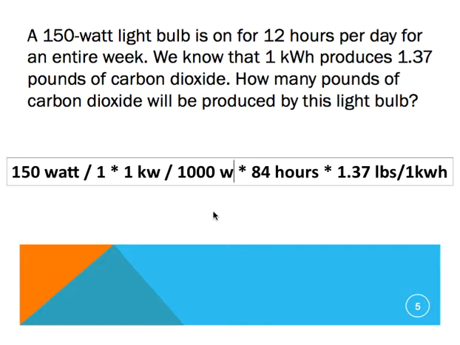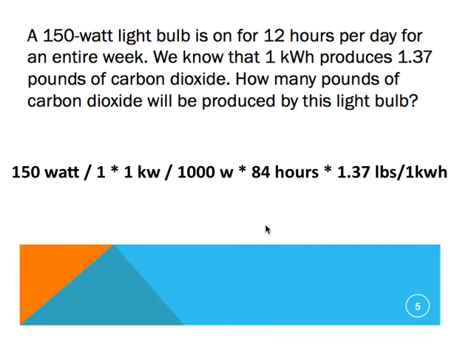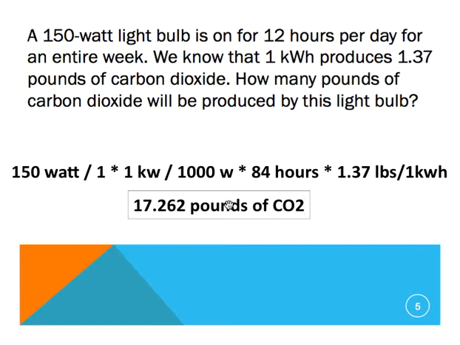So let me abbreviate the 1,000 watts so it all fits on one line. So we have our 150 watts over 1 kilowatt over 1,000 watts, 84 total hours, and then 1.37 pounds of CO2 for every 1 kilowatt hour. So if you go ahead and you set this up in your calculator, let's see, I am getting an answer of 17.262. And let me put it right down here.